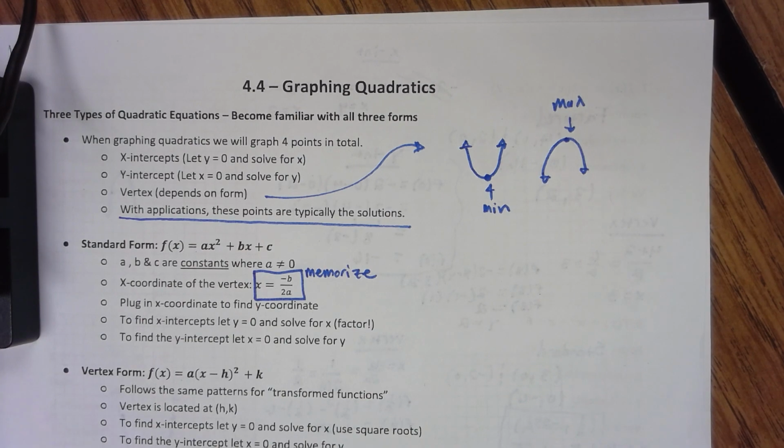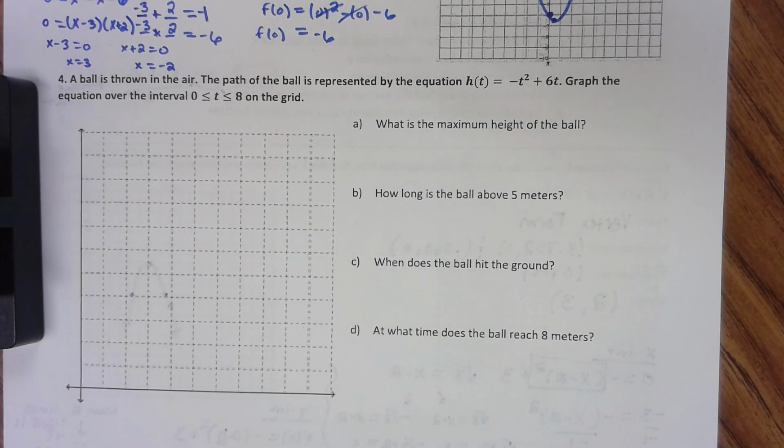Okay, so now let's go back and actually start this application. And I'll tell you how the problem was written. So it says the ball is thrown in the air. The path of the ball is represented by the equation h of t. We need to graph the equation over the interval from 0 to 8 on the grid. Nowhere in there does it tell us what the height is being measured in, either meters or feet.